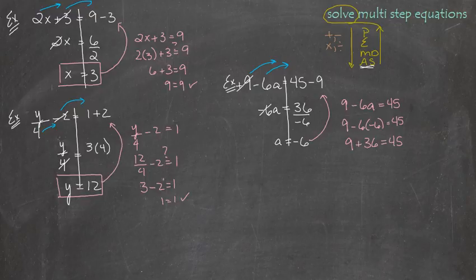Wait, what did I just do? 36. Oh, yeah, 45. 36 plus 9. I'm not used to counting on my fingers. I got lost. 45 equals 45. That's a true statement, so a equals -6 is our right answer.